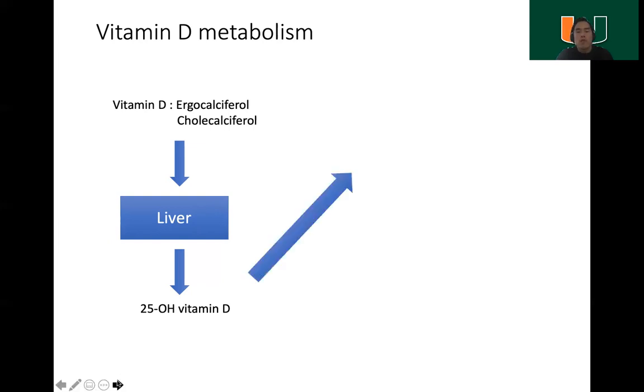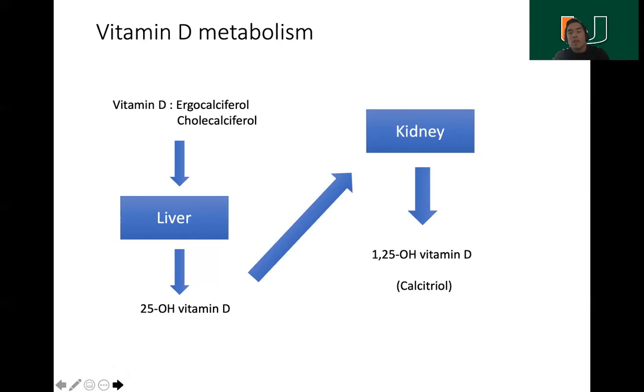So 25 hydroxyvitamin D is metabolized in the kidney by 1-alpha hydroxylase and becomes 1,25 dihydroxyvitamin D. And this is the active form of vitamin D, right? Or we call it calcitriol, right? The other name of 25 hydroxyvitamin D is calcidiol, right? Because there are two hydroxyl groups. When there are three hydroxyl groups, it's called calcitriol.